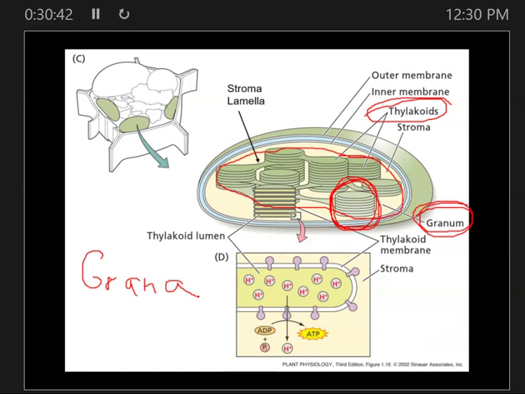Then if I say, oh, look at the bridges between the grana, the fancy phrase for that is stroma lamella. And if you take all the bridges, you add an E on the end of that word, and it's stroma lamellae. Put an E on it. So when I say, oh, look at all the stroma lamellae, what I'm thinking about are all the relatively unstacked regions where they look like bridges of membrane.